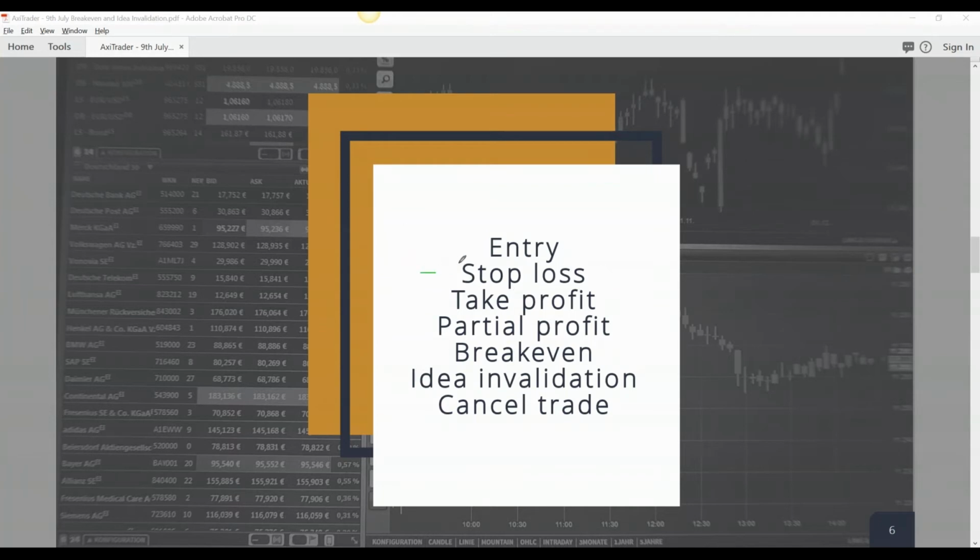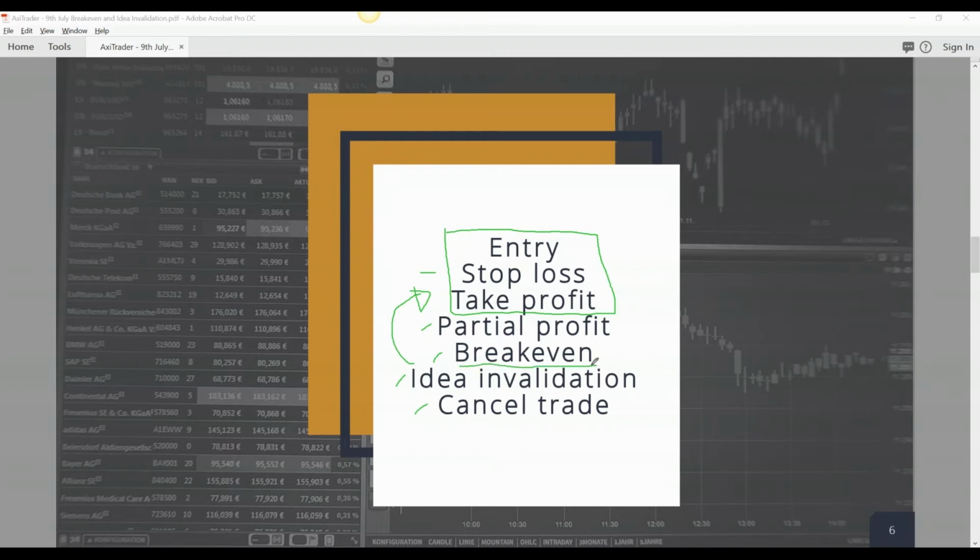This forms the main tools you can play with: entry, stop loss, and take profit. The concepts of partial profit, break even, idea invalidation, and canceling of a trade, these things at the bottom, what they do is they influence the stuff on top.